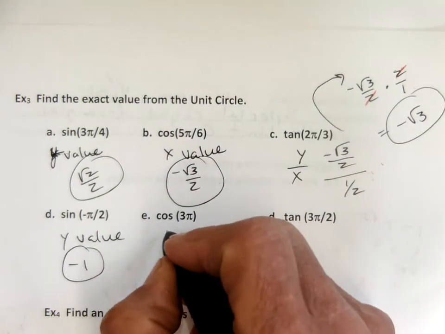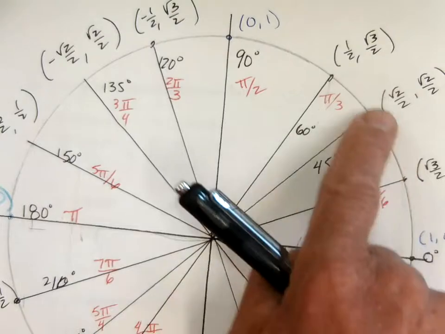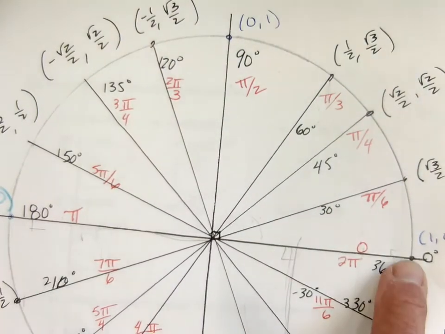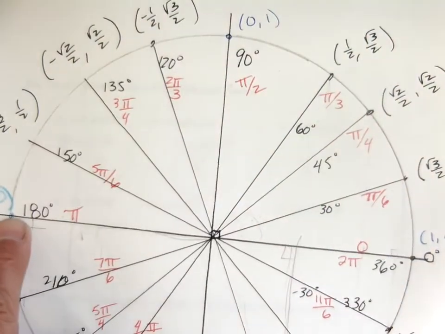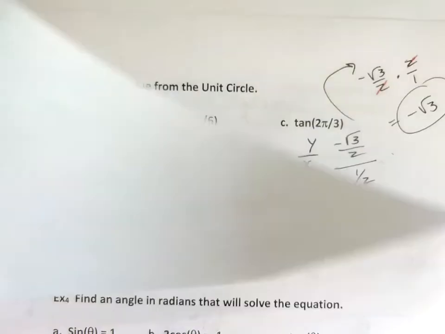Cosine is the x value, right? But 3 pi is going to take a journey. 1 pi, 2 pi, 3 pi. I need the x value, which is negative 1.